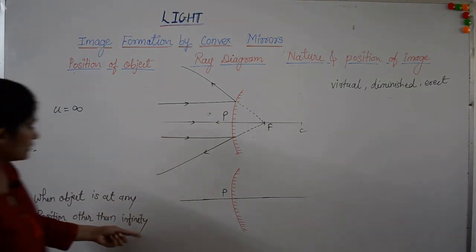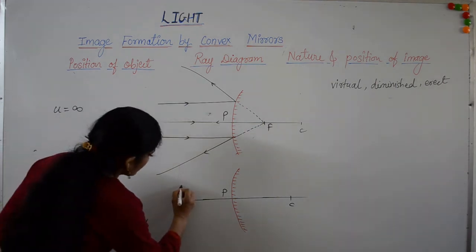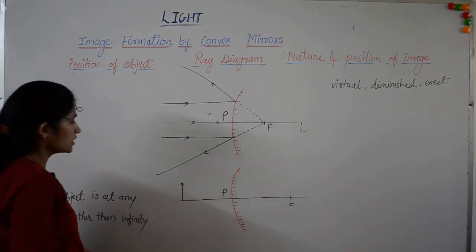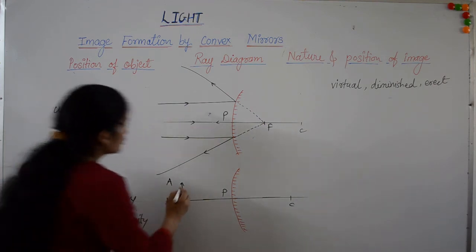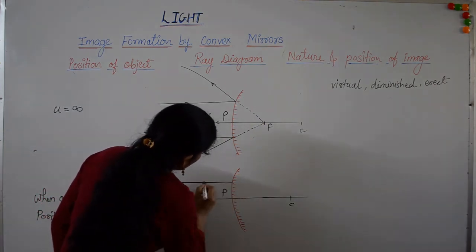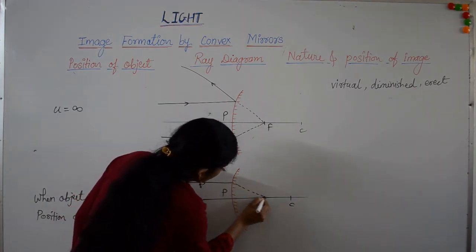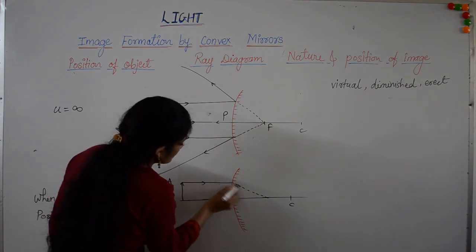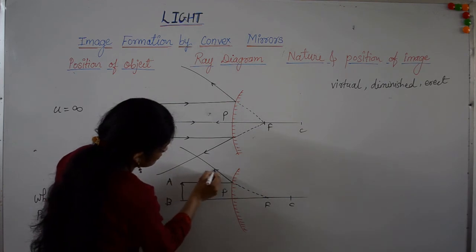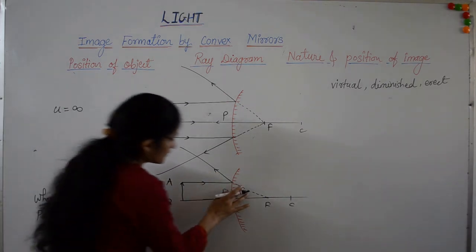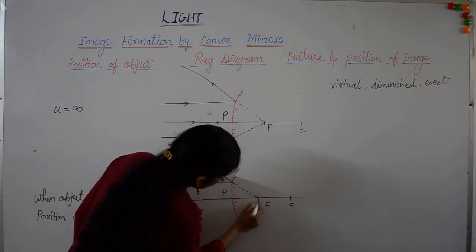When the object is at any position other than infinity, let's see where the image is formed. This is object AB. Consider two rays, one which is parallel to the principal axis. Then after reflection, it appears to diverge from the focus. This is the focus. So this is the reflected ray. We have to extend it, therefore this should be straight. Now this is your focus.